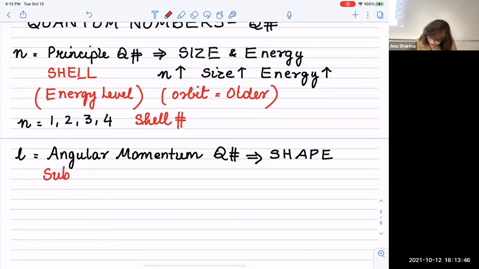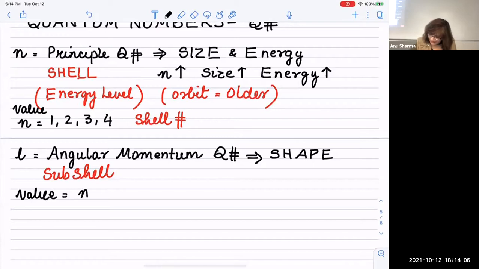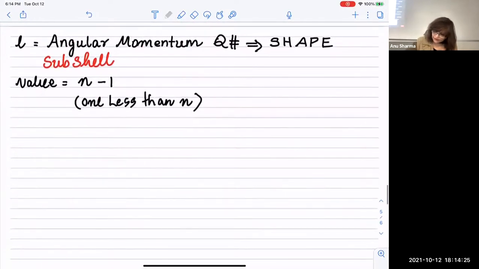So subshell is the part of the shell. And what is the value of it? Let me just put it here. The value of L is equal to whatever the value of N is, 1 less. 1 less than whatever the value of N is. Okay, that's what it means. Now look at these subshells. What would be the values in that case? The value of L is equal to 0, 1, 2, 3, 4, and so forth.